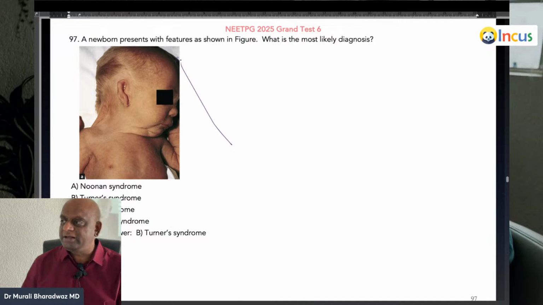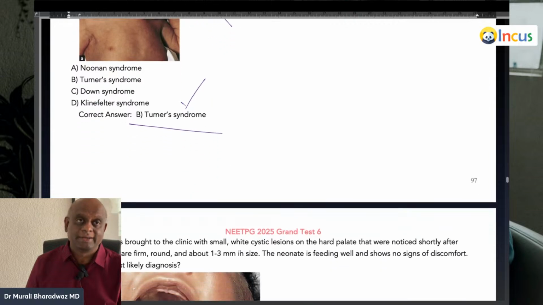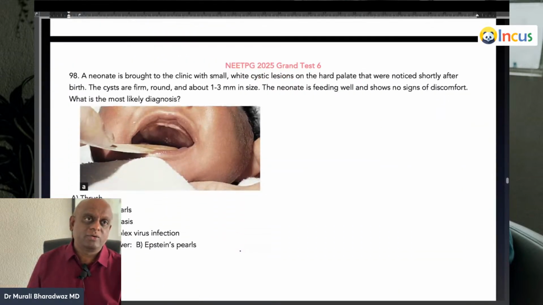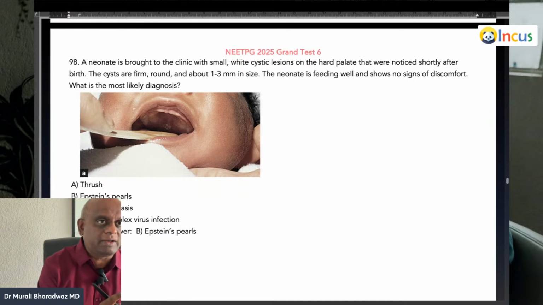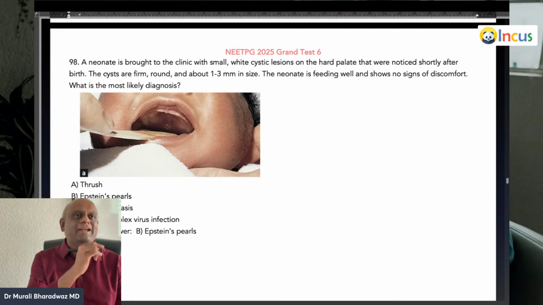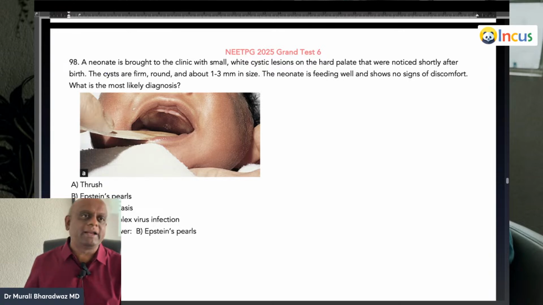A newborn is presented, and what is this called? Webbing of the neck, which is the feature of Turner's syndrome, which is congenital ovarian dysgenesis. In Turner's or achondroplasia, they will have normal intelligence. That is a click point. So achondroplasia, Turner's will have normal intelligence in spite of the phenotypic presentation.